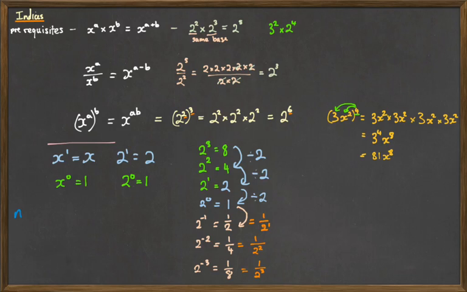This leads us to a rule with negative indices. So with negative indices, x to the power of minus n, pause the video, see if you know what it is. Well, it should be 1 over x to the n.